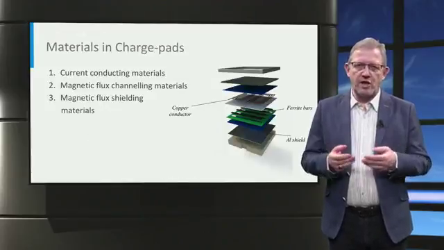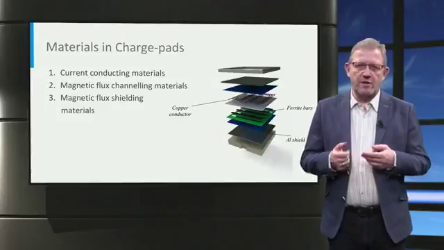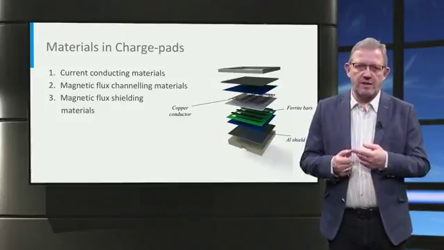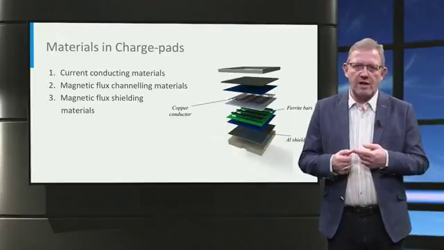A well-designed charge pad has three important components. First is the current conducting materials, typically copper wires with low resistivity and designed for high-frequency operation are preferred. Litz wire is a special kind of copper wire that is widely used in designing charge pads, that is a spool of stranded and twisted thin wire with each strand insulated from each other.